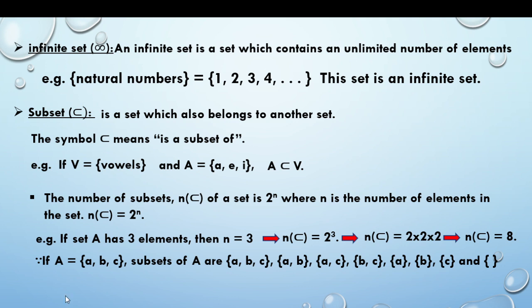So for example, if set A contains the elements A, B, C, then subsets of A are {A}, {B}, {C}, {A, B}, {A, C}, {B, C}, {A, B, C}, and also the empty set. So since set A contains how many elements? 1, 2, 3, then how many subsets should it have? 8. So let's count 1, 2, 3, 4, 5, 6, 7, 8. And take note that an empty set is also a subset.